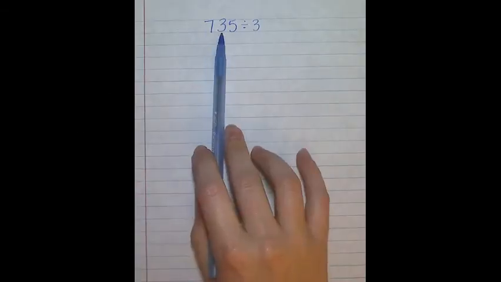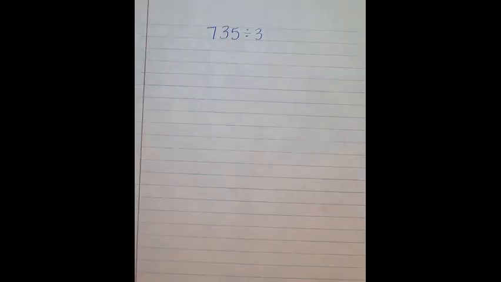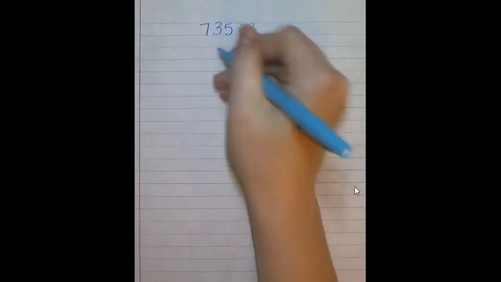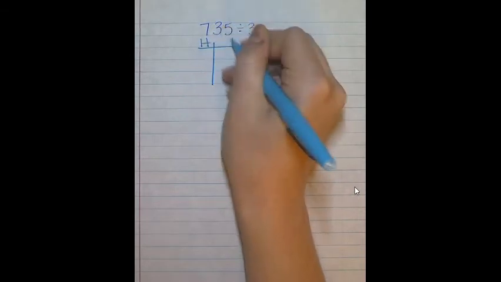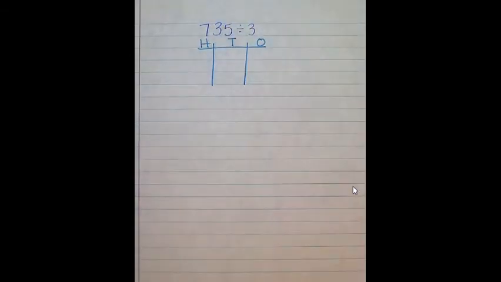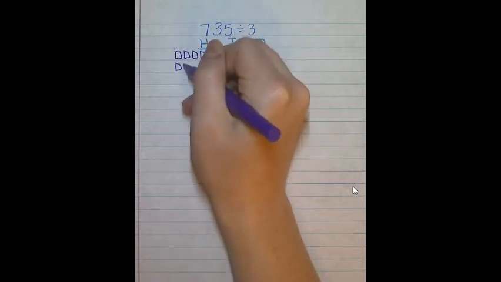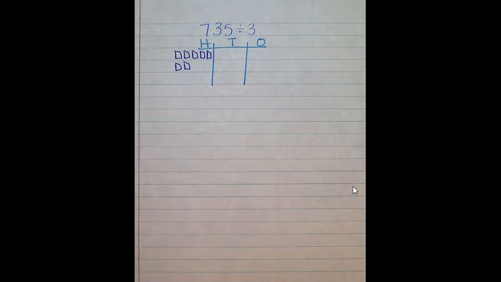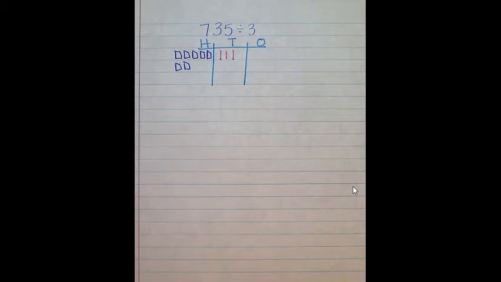To solve 735 divided by 3, we are going to put 735 into 3 equal groups. First, we're going to sketch 735 into its place value. 735 has 7 hundreds, 3 tens, and 5 ones.